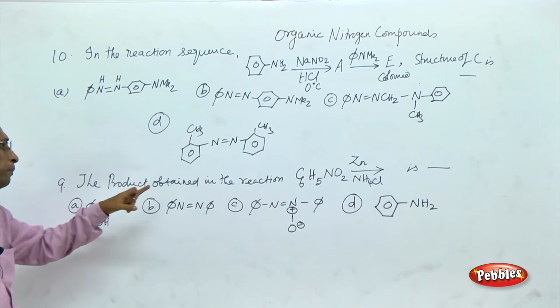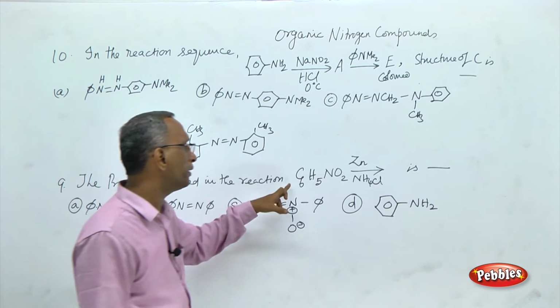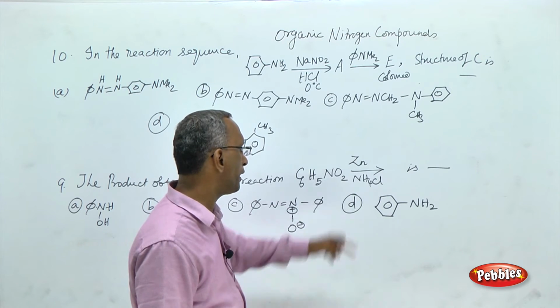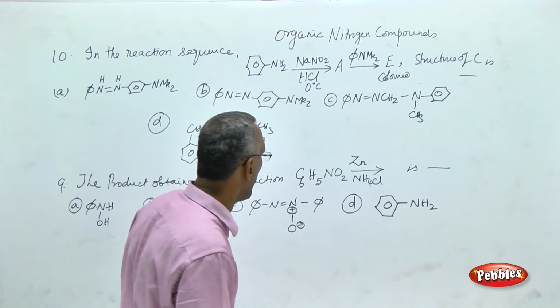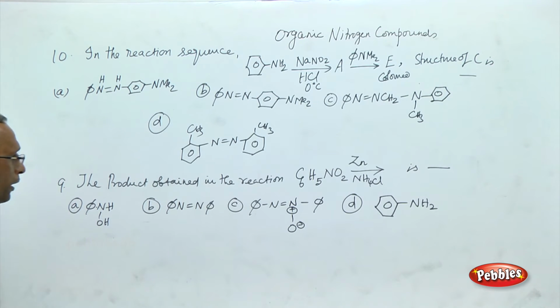Now this question reads in this fashion. The product obtained in the reaction where nitrobenzene is treated with zinc and ammonium chloride is dash. Zinc is used as the reducing agent. Here, from ammonium chloride, hydrogen is available, but how its availability is controlled depends on the different reagents selected. They have given 4 choices.